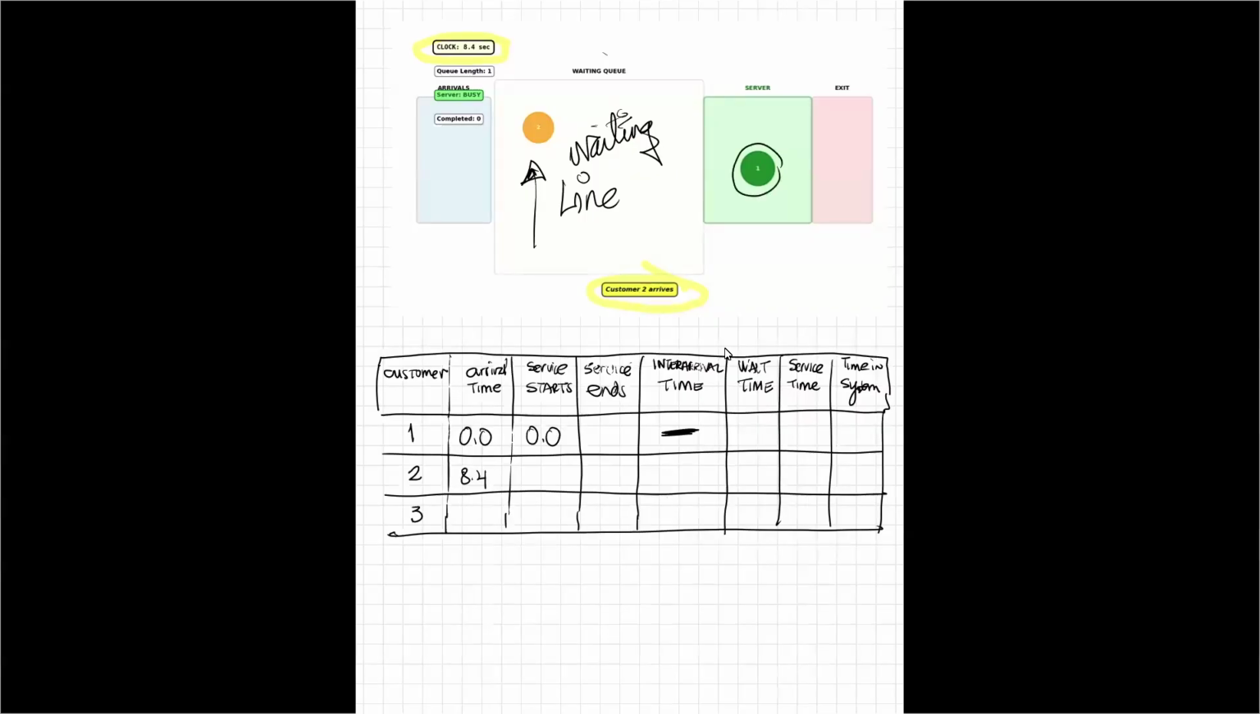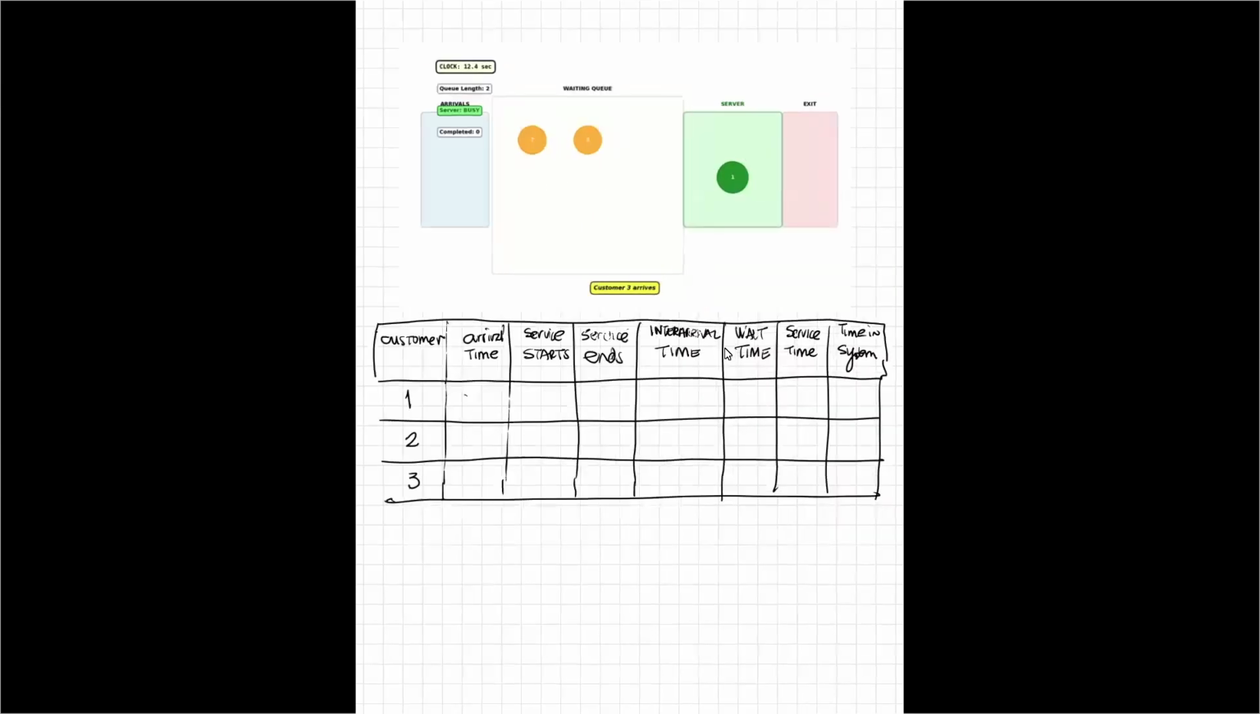But we do know the inter-arrival time, right? 8.4 seconds. That's 8.4 minus 0. 8.4 seconds later, we're here. Okay, all good? Let's see what happens next. I'm going to copy this table right here. Same information. I just copied the information we have. What's happening? It looks like customer 1 is still being helped and customer 3 is waiting. This is the waiting line.